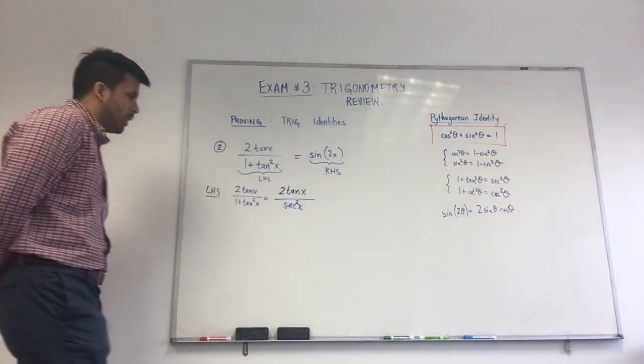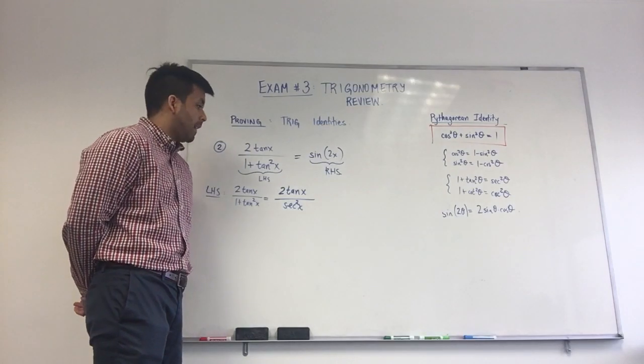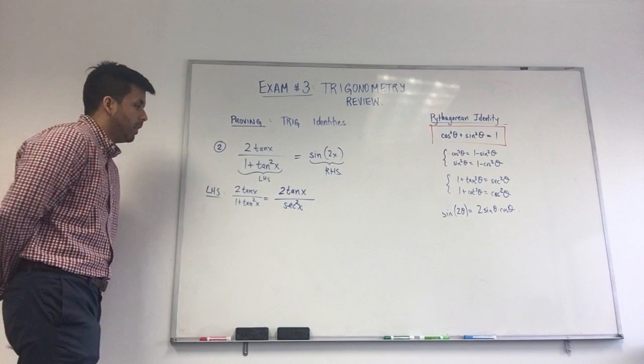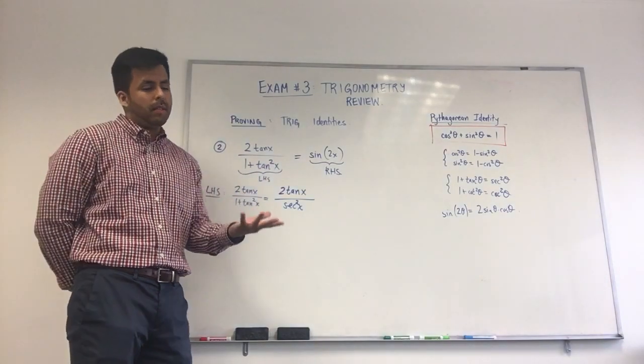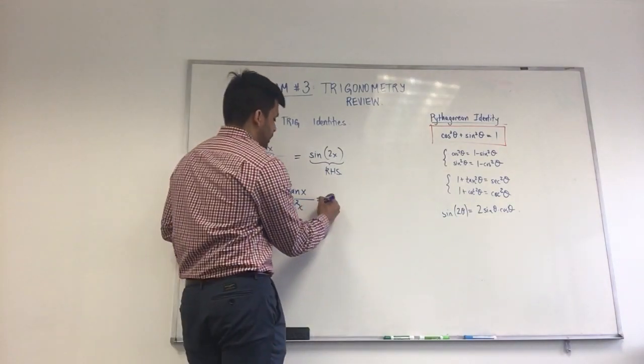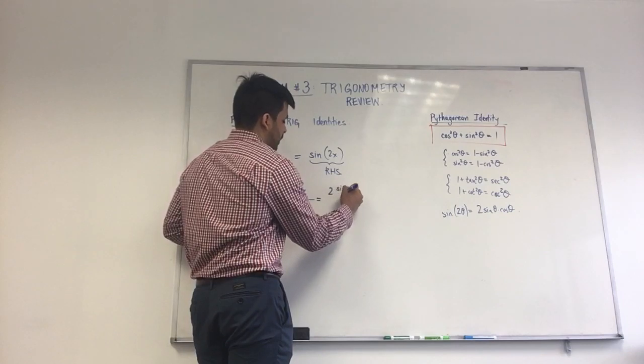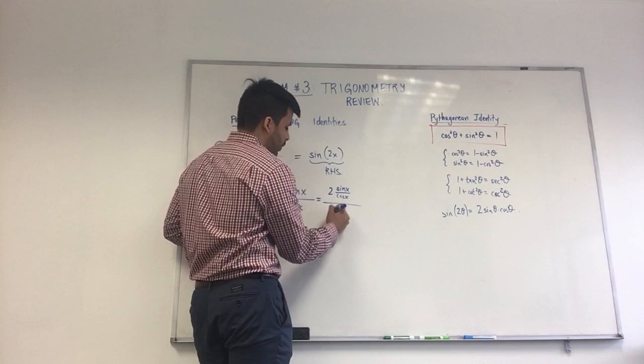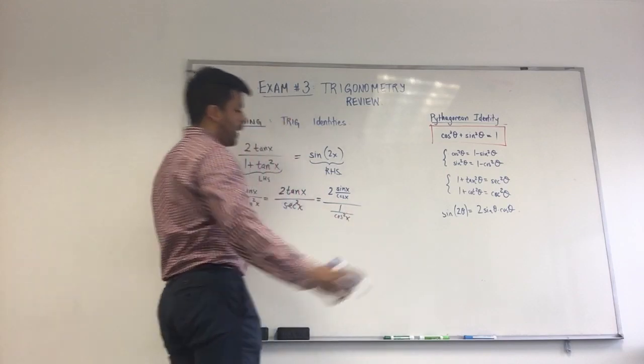And then I'm like, wait, does this help? At the moment, it may seem like it doesn't. But then, remember, what's one of the techniques that we can apply? Rewrite everything in sines and cosines. So then I can rewrite this as twice sine x over cosine x, over, what's secant? Secant is 1 over cosine. And I have this.